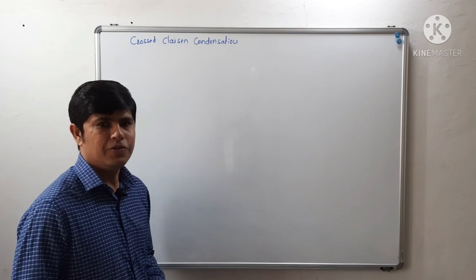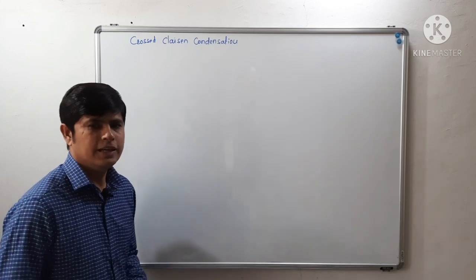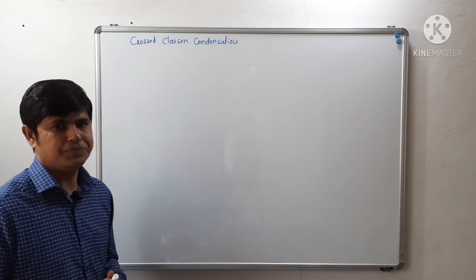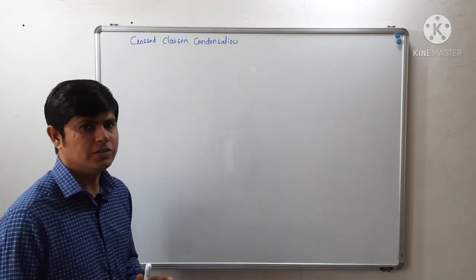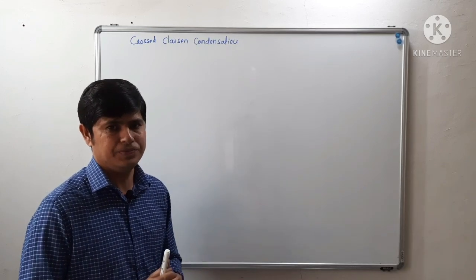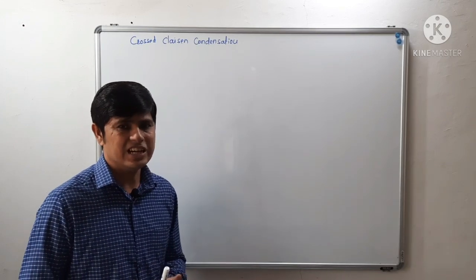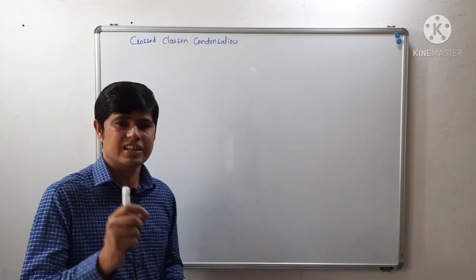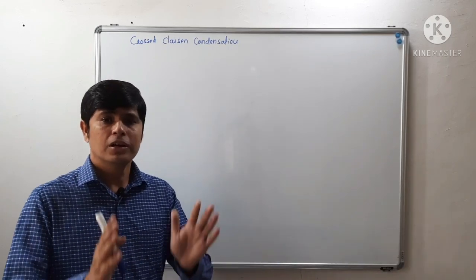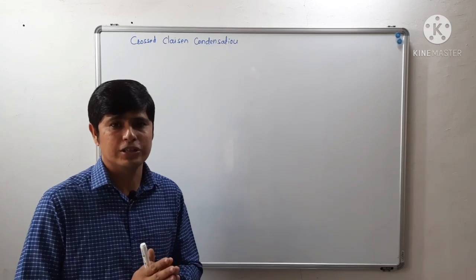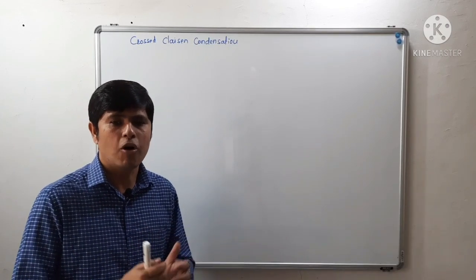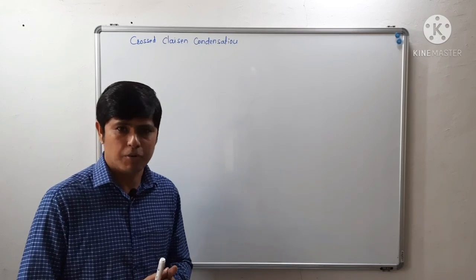Hello everyone. Dear students, in the last lecture we saw the Claisen condensation reaction. Now in this lecture we are going to see the cross Claisen condensation reaction. So what is the Claisen condensation reaction? It is a reaction in which two ester molecules which have alpha hydrogen atoms are condensed together in the presence of a base to form a beta keto ester product.